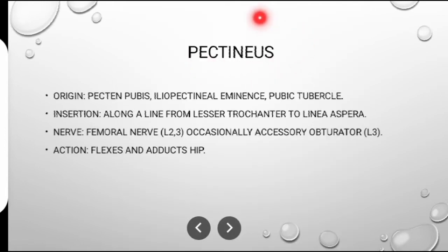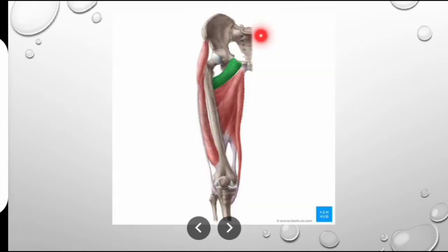The last muscle that is involved in hip flexion is pectineus. Origin: pecten pubis, iliopectineal eminence, and pubic tubercle. Insertion: along a line from the lesser trochanter to the linea aspera. The muscle in green is pectineus muscle.